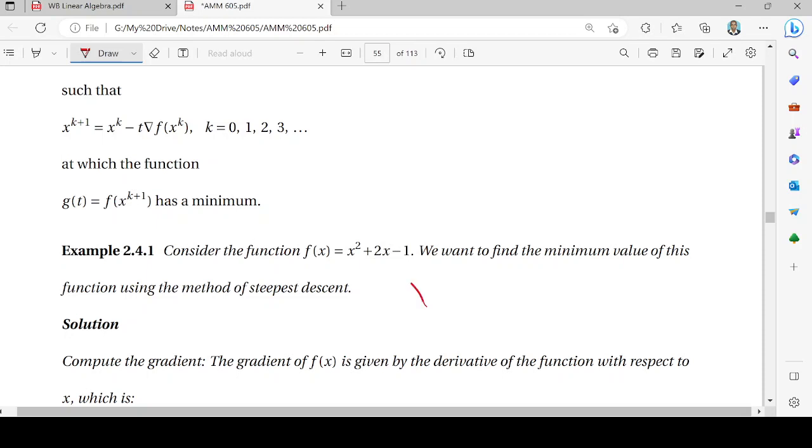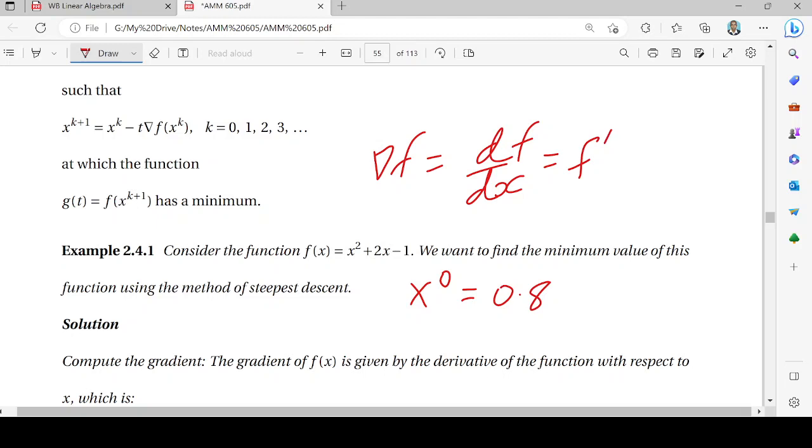And we are going to start with the initial approximation x naught as 0.8. So the first thing is to compute the gradient of f. When we write the gradient of f here, because f is a function of one variable, this will be the same as the derivative of f with respect to x, which we can denote by f prime of x, and is given by 2x plus 2. That is the gradient of f.